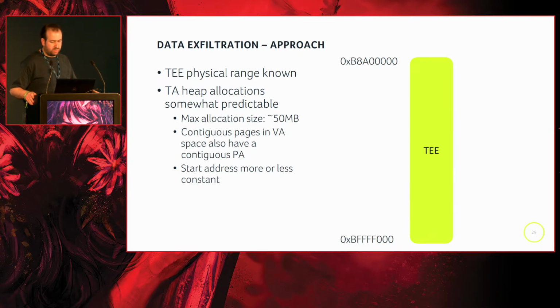First thing we know is where the TE memory starts and ends. This is just something you can read out from Android. And then we know that heap allocations are relatively predictable. So we know a TA can allocate at max about 50 megabytes, and this whole space is 120 megabytes for the TE. We know that if we have a big allocation, contiguous pages in the VA space will also be contiguous in the physical address space, so that's nice. You get a nice contiguous view. And the start address of this allocation, and I mean the physical start address, is more or less constant. So there are a few pages that differ between different executions, and I think these mostly depend on just the state of the TE memory at that time.